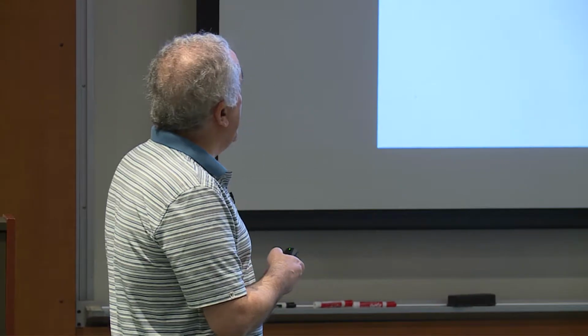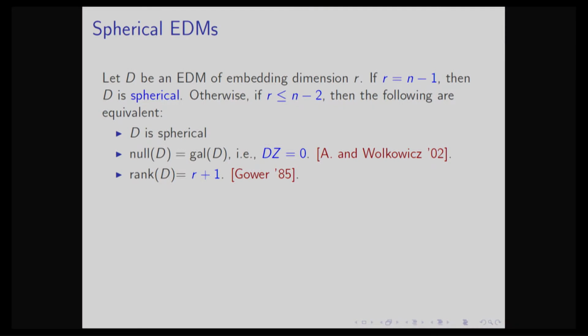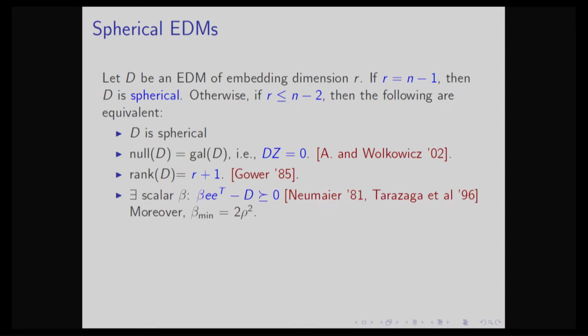If and only if the rank is r plus 1, all the points lie on a sphere. If and only if there exists a scalar beta such that beta E transpose, so this is a matrix with all the entries equal to beta, minus D is positive semi-definite. Moreover, the smallest such beta you can find is equal to 2 times the radius of the sphere squared.